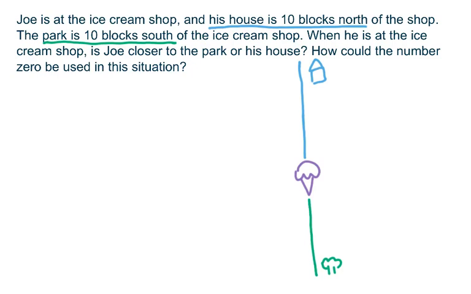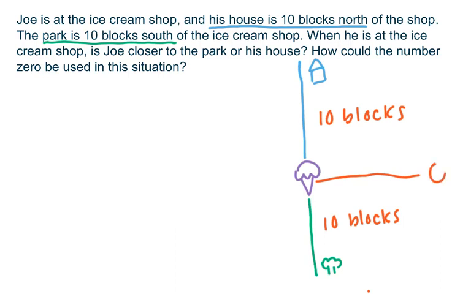Now our question is, when he is at the ice cream shop, is Joe closer to the park or his house? Well, we know that the ice cream shop is 10 blocks from his house, and the ice cream shop is 10 blocks from the park. Therefore, the ice cream shop is the same distance from both the house and the park. So how could the number 0 be used in this situation? The number 0 can be related to the ice cream cone, meaning that the ice cream cone is 0.